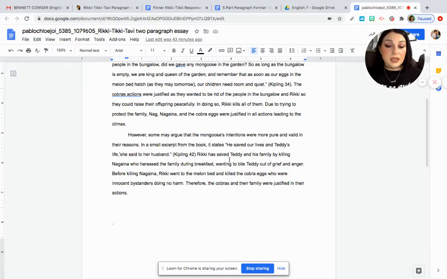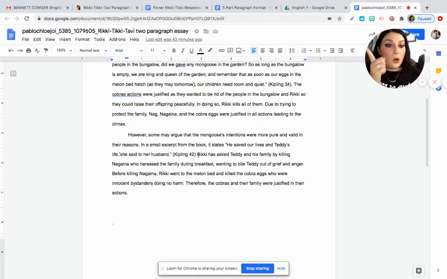So this is, again, a great reason to show that the counter argument, I'm sorry, not the rebuttal, the counter argument was that Rikki-Tiki's intentions were pure. And the quote states that, yeah, Rikki's intentions were very pure because he saved a boy's life, right? What's more pure than a hero? So that was a great piece of evidence to support that opposing view.